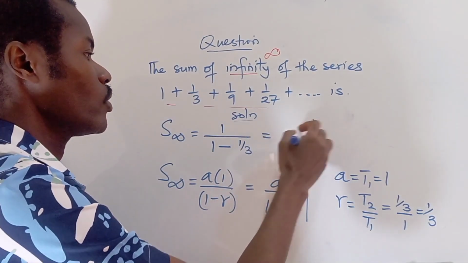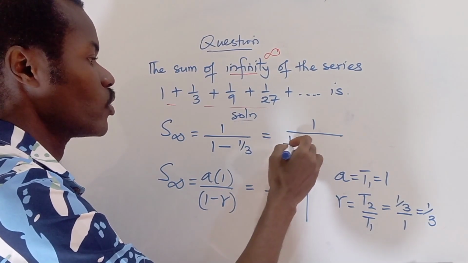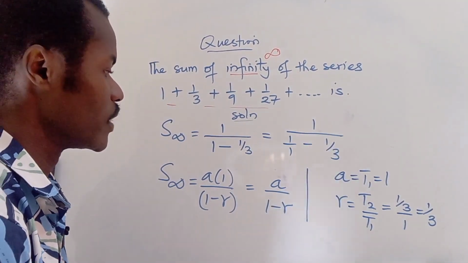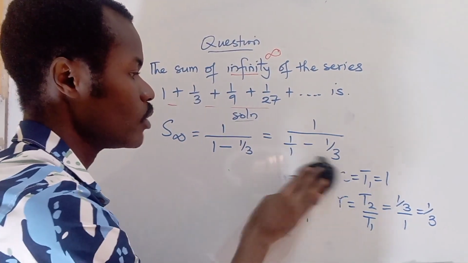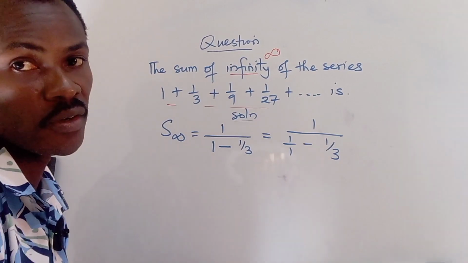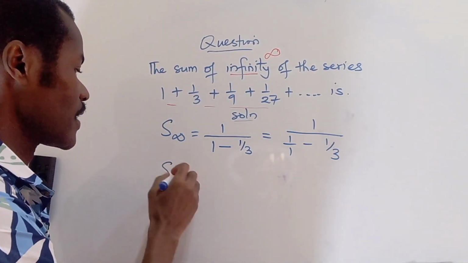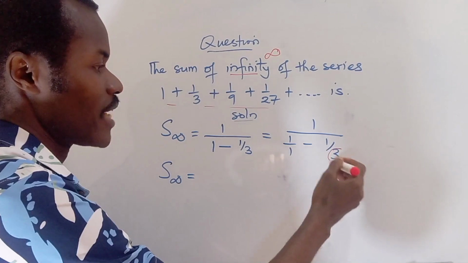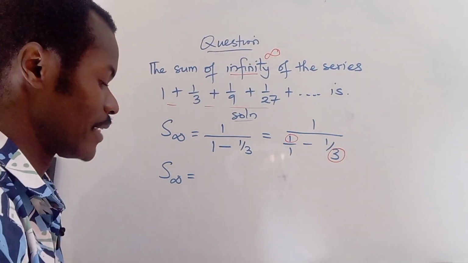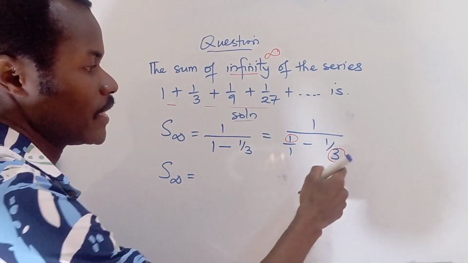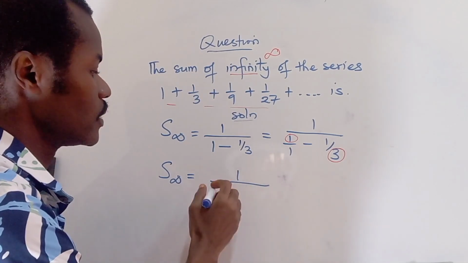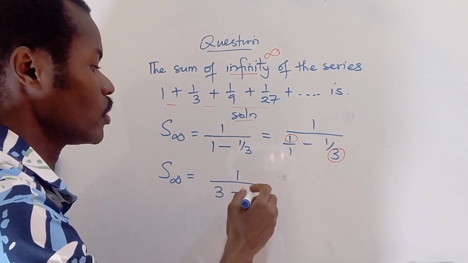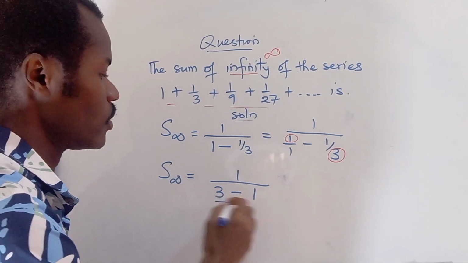This can be written as 1 over 1 minus 1/3. With this we can see that the denominator has a fraction for us to solve. I can solve that using the cross multiplication method. So 3 multiplies 1, which gives us 3. Then we multiply this way: 1 multiplies 1, so minus 1. All that divided by 1.